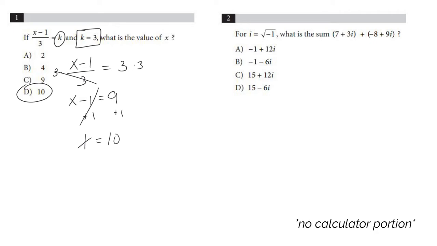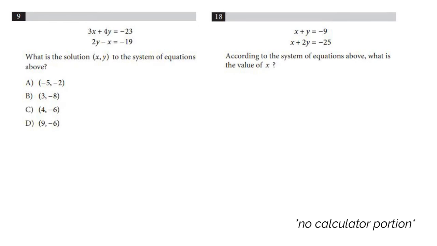The second problem deals with imaginary numbers, and while we didn't look at imaginary number problems like this in our last unit, we do know how to add like terms. And when you're adding imaginary numbers, we treat them just like we would any number that has an x variable with it. So we can go ahead and combine like terms. So my like terms would be my 7 and my negative 8, and my positive 3i and positive 9i. So if I add those two together, I will get negative 1 plus 12i, and that would be answer A.